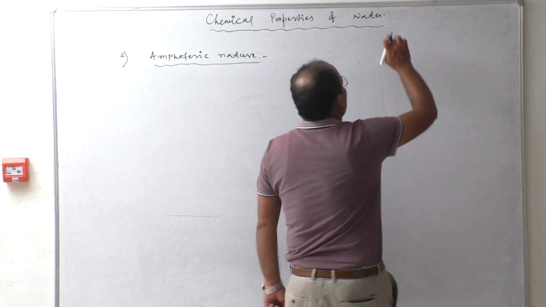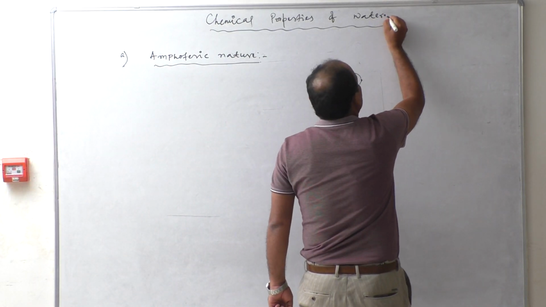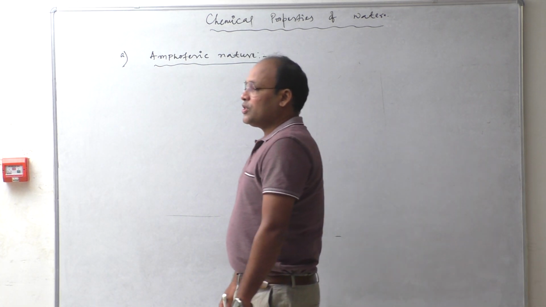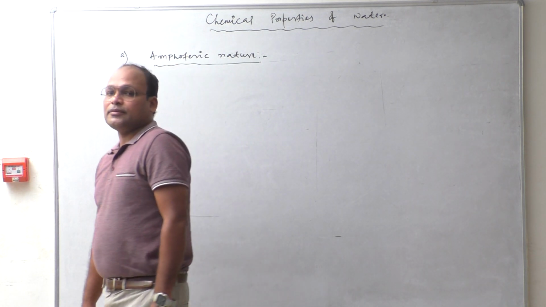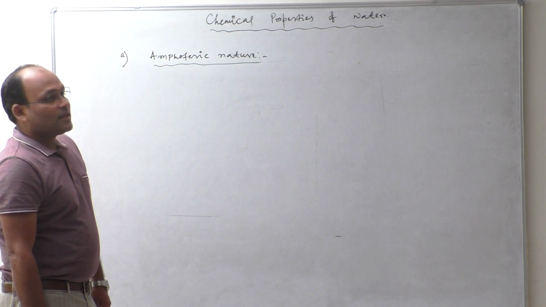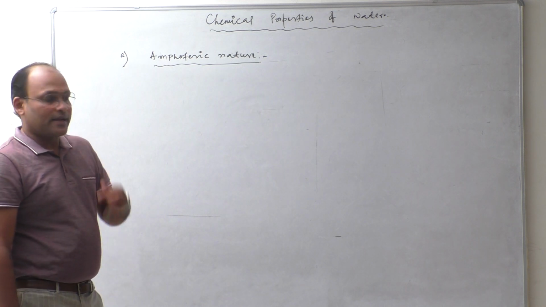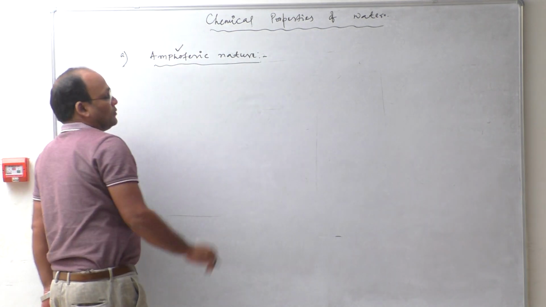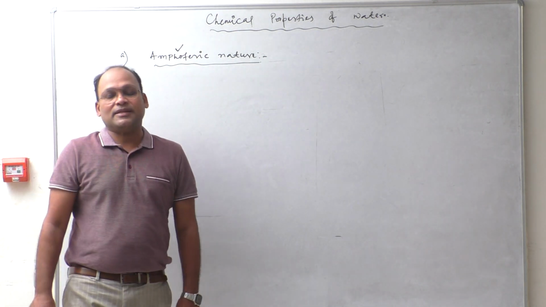Properties of water. You will be surprised when you hear that water has both acidic character as well as basic character. So let's understand how water has acid character as well as base character. That's why amphoteric means dual, means both acid and base.